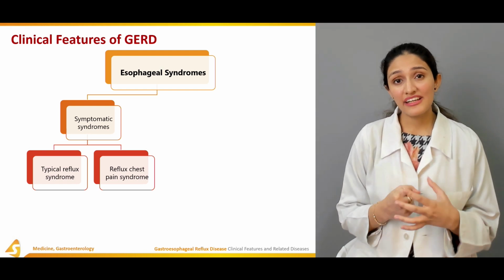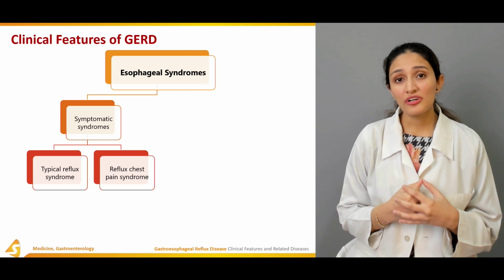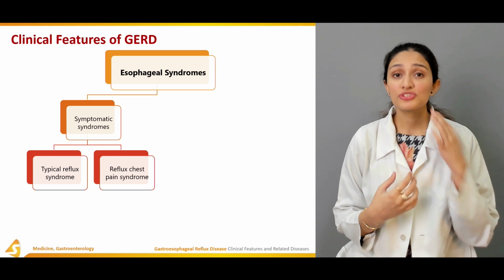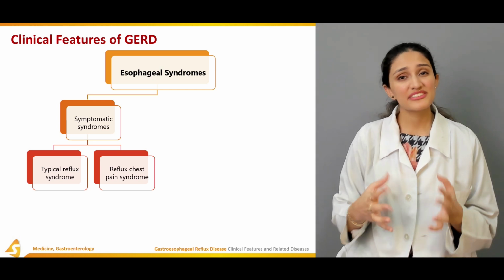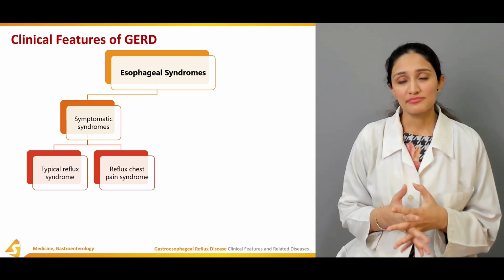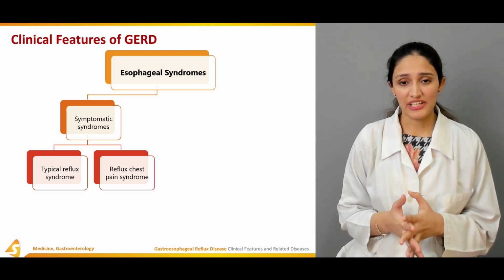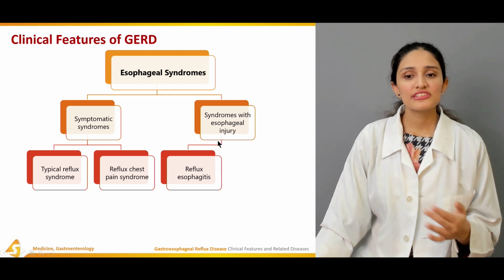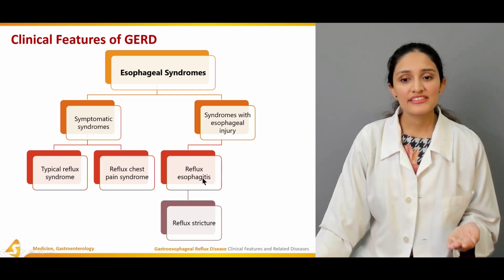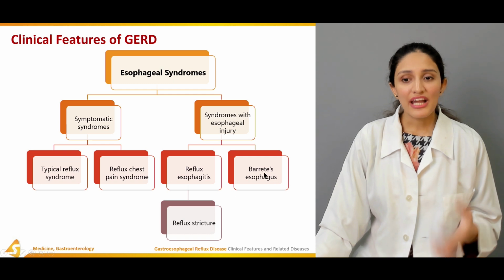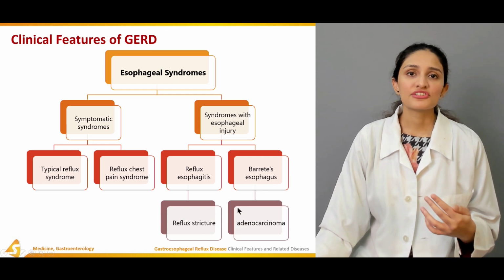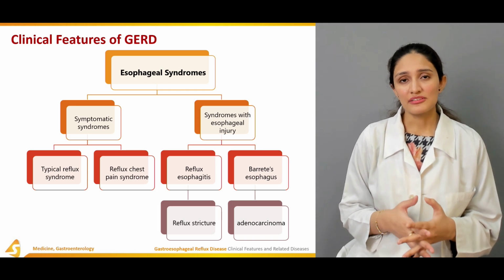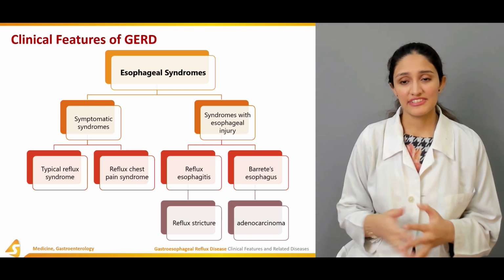It has a burning and squeezing quality of pain, and it radiates to the neck, the jaw, and the arm, which is the typical pain of angina. And the other syndrome, with esophageal injury, includes reflux esophagitis, reflux strictures, Barrett's esophagus, and adenocarcinoma, which are typically the main complications that occur in a very serious reflux disease.